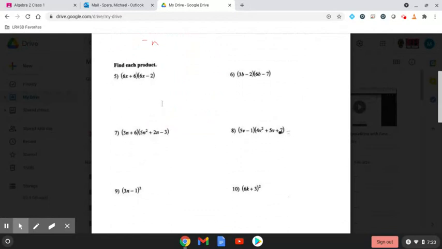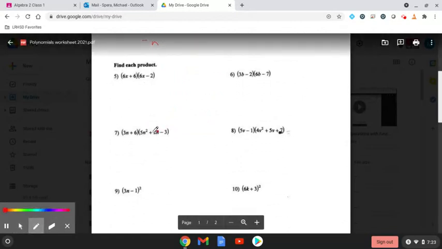All right. Now, find each product. Product means we're multiplying. Just two binomials. So we know that we can FOIL here. And if I FOIL, I'm going to multiply the first terms together, which would give me 36x squared.